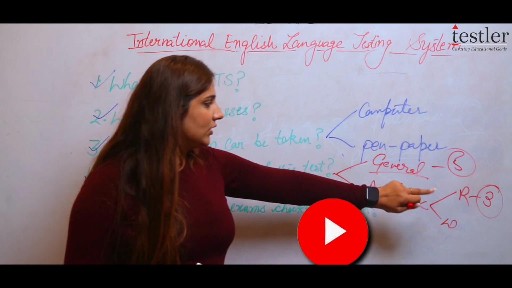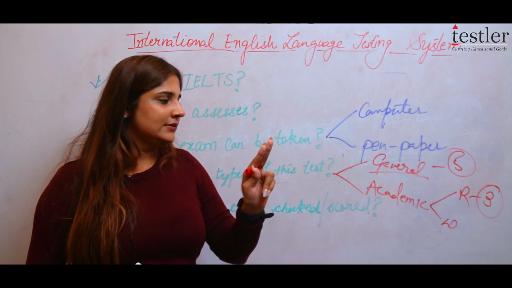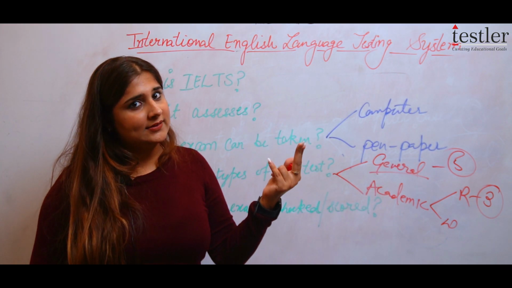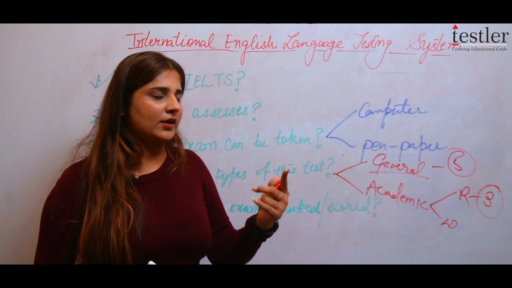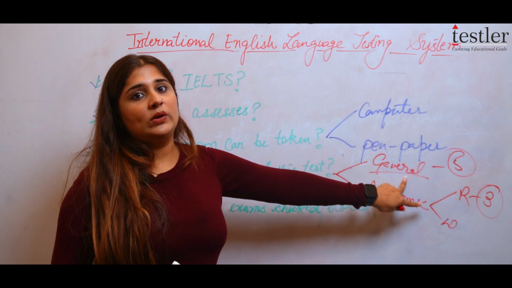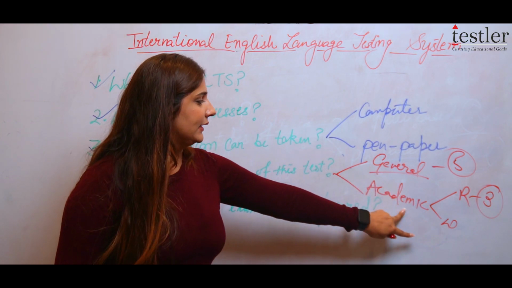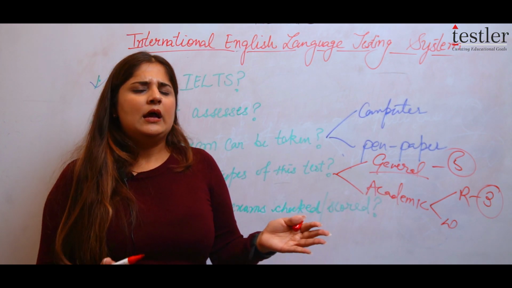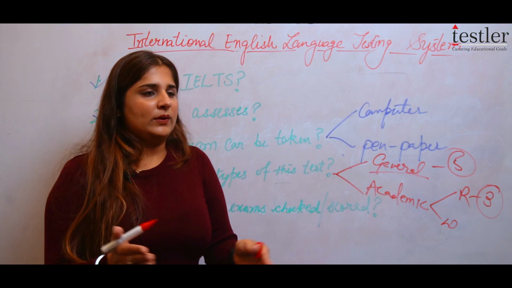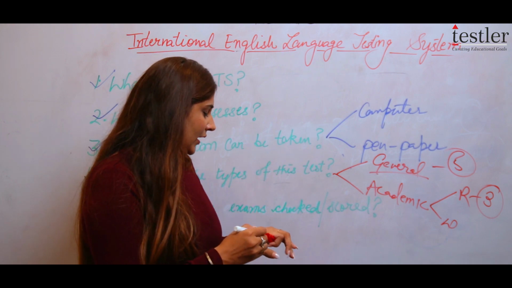Now the writing section, in general case, we get 2 tasks. Similarly, in academic also we get 2 tasks. But there is one thing which is different. In general, in task 1, we get letter writing. But in academic, we get graph writing. Task 2 is same in both the types, whether it is general or academic.